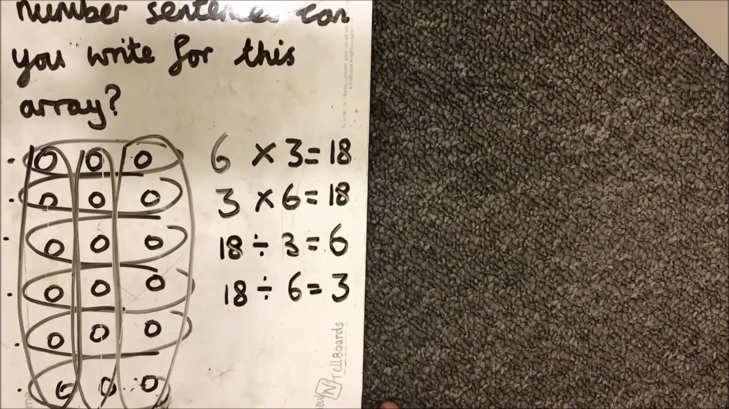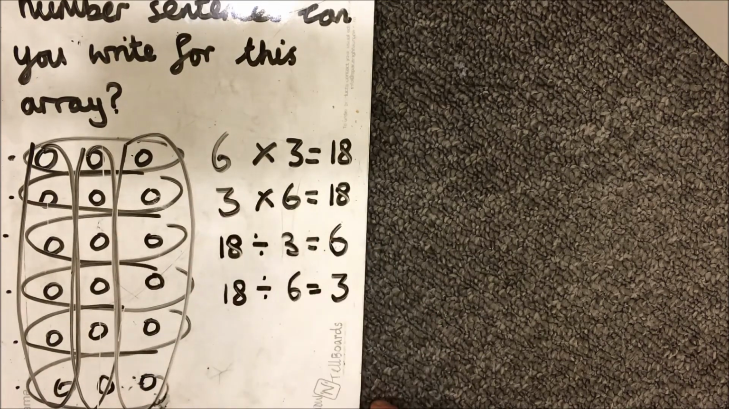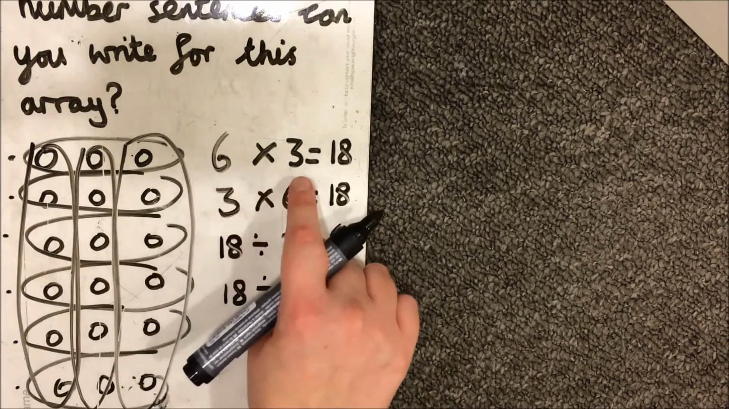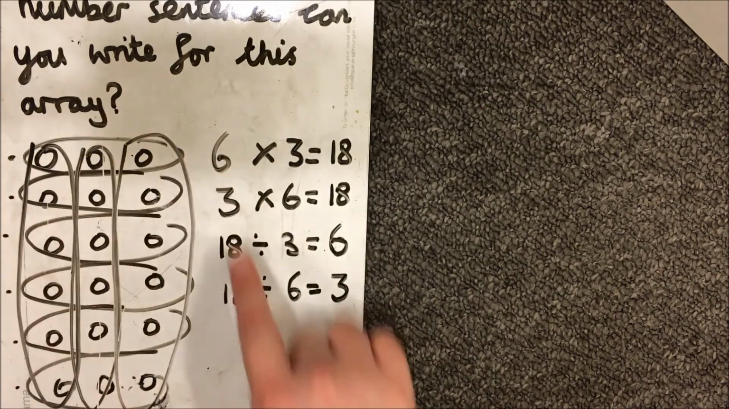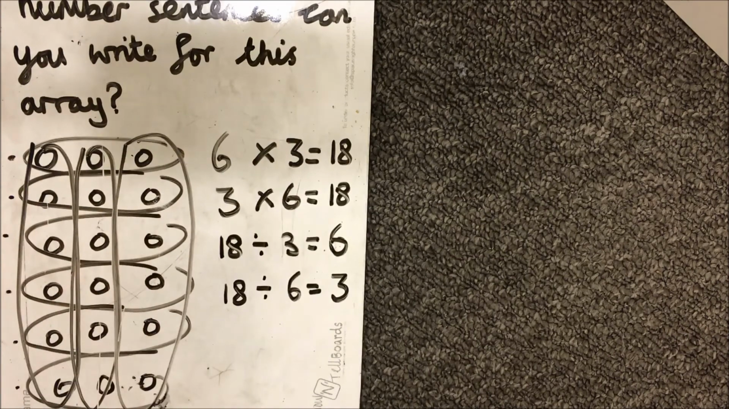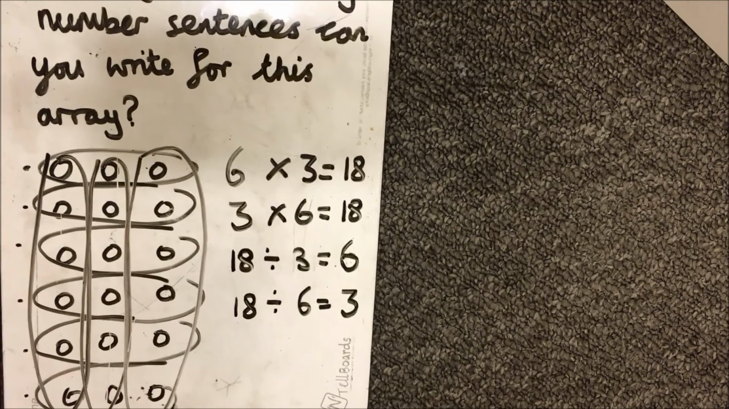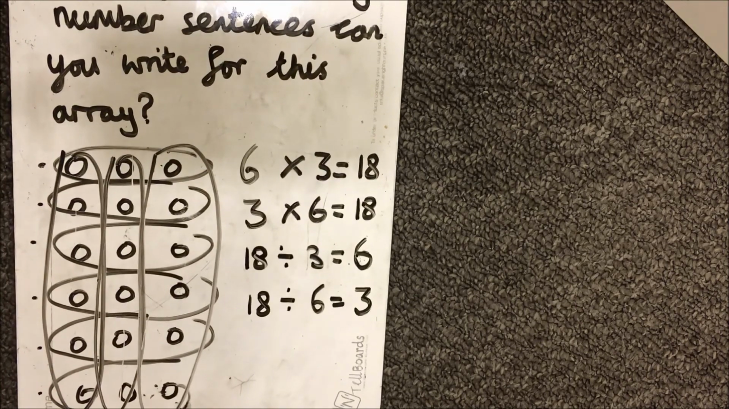Can you see what's special about this? We're using the same 3 numbers every time. 6, 3 and 18. Because we had 18, that's the total or the whole. And we can share into groups of 3 and groups of 6. This is called a fact family.